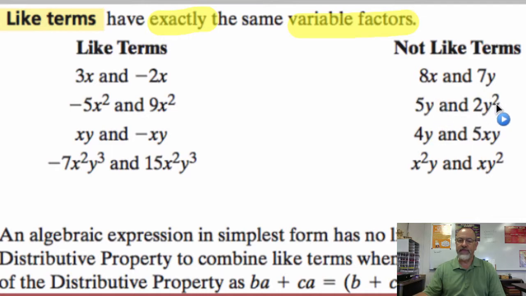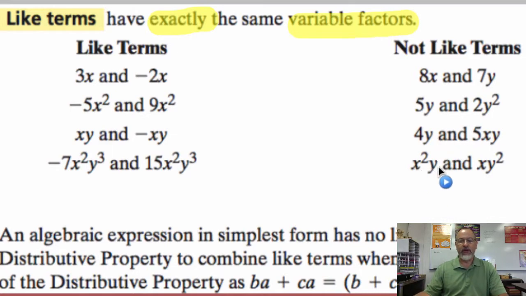The exponents are different, and this is very important. This is where a lot of mistakes are made. These are not like terms, because even though the variables are the same, the exponents of those variables are not the same. Therefore, these are not like terms. Here we have y, and here we have xy. This one does not have an x, this one does, so the variable factors are not exactly the same. They're almost the same, but they're not exactly the same.